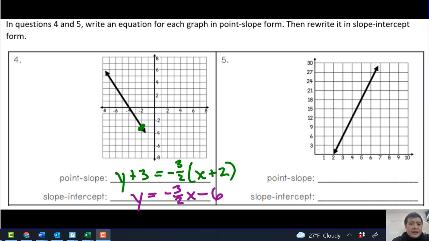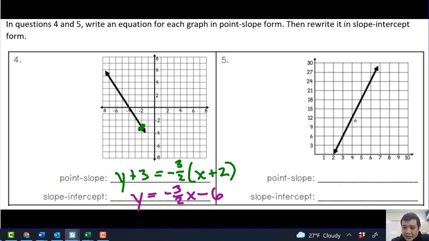What you should have found is that this is y plus 3 equals -3 halves x plus 2, and if we distribute that and move the 3 to the other side, we get -3 over 2x minus 6, which means our y-intercept would be -6, which we can see that if we were to continue this line, it'd go right there.